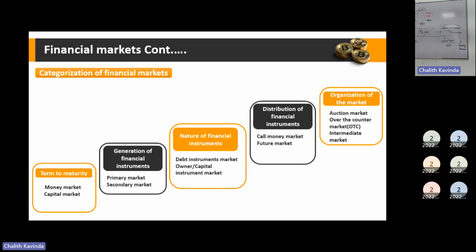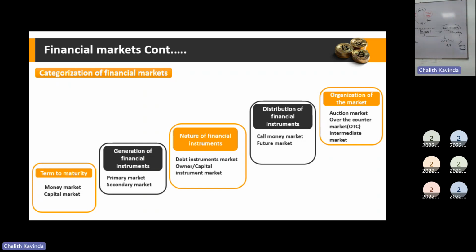Accordingly, we can categorize financial markets as money market and capital market. Right? Money market and capital market. Less than 1 year, it's money market. More than 1 year or more than 3 years, we could consider it as capital market. Clear? Money market and capital market.